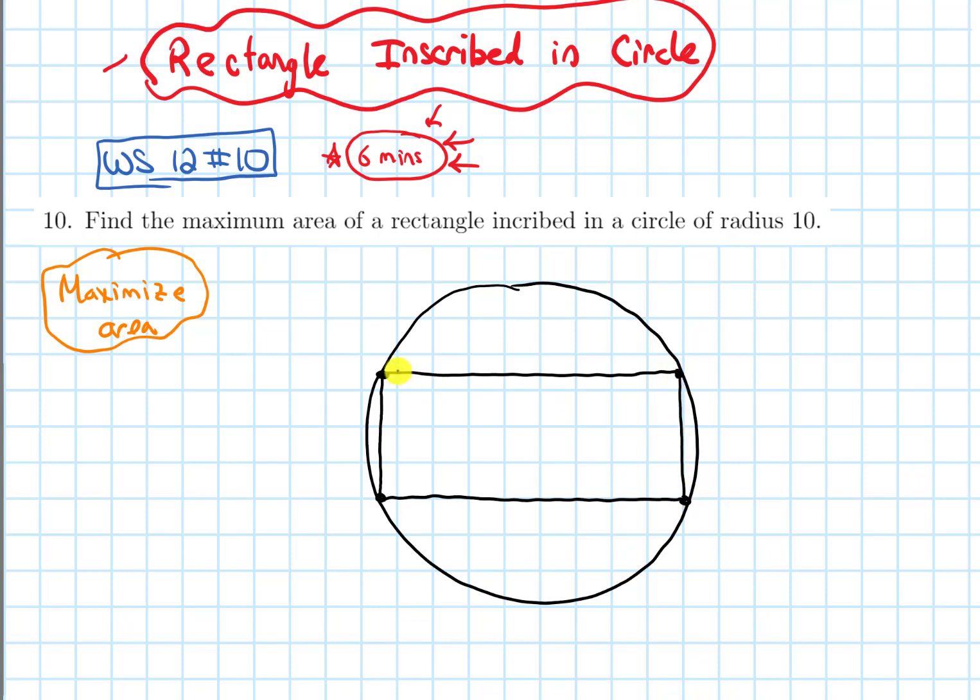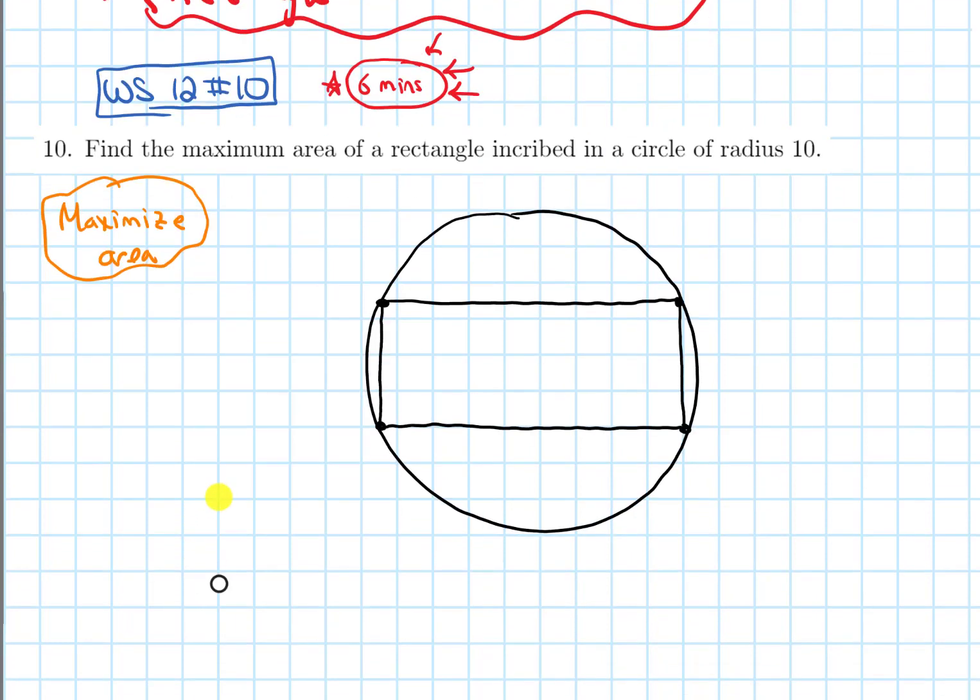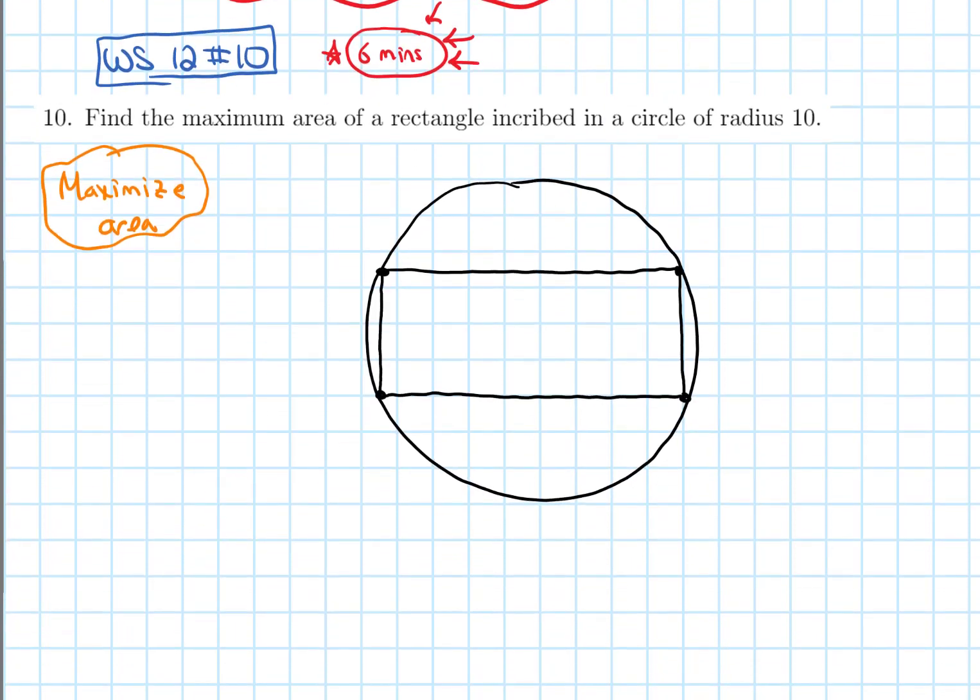I want to avoid making assumptions like, is the rectangle a square? I don't want to just make assumptions like that, because maybe it's not. Maybe the maximum area rectangle is not a square. Okay, and now let's put some variables in here. Maybe I'll call this length x, and then I'll call this vertical length y. And I know the radius of the circle is 10.